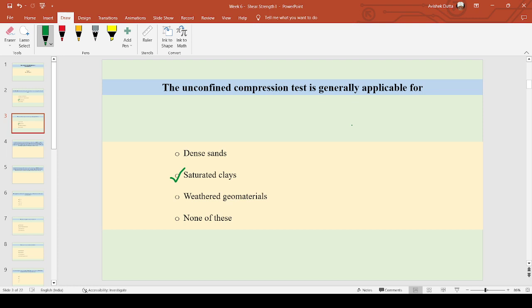So we cannot solve one equation for two unknowns. Hence, we consider phi, that is the angle of internal friction, to be 0, and phi is 0 only in the case of saturated clays. So the unconfined compression test is generally applicable for saturated clays only, because in the case of saturated clays the angle of internal friction is 0, and it helps us in solving because we then get one equation with only one unknown. I hope it is clear. Next question.